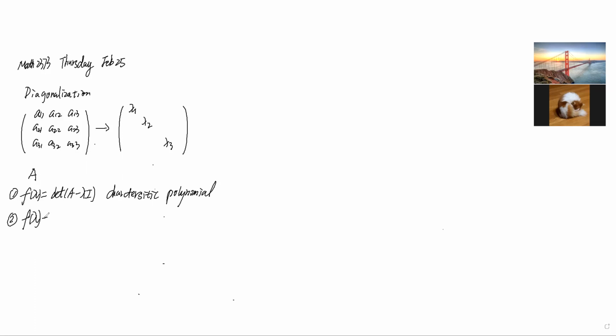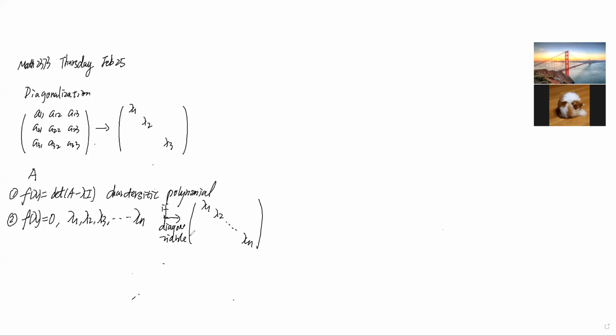After you get this, the second step is to set this to 0. You will solve lambda 1, lambda 2, lambda 3, and lambda n. So if you get lambda 1 to lambda n, if this matrix is diagonalizable, you can write it as lambda 1, lambda 2, lambda n, if it's diagonalizable.